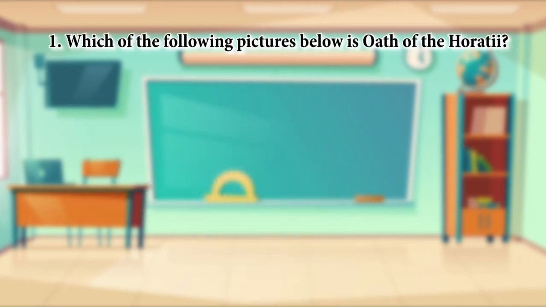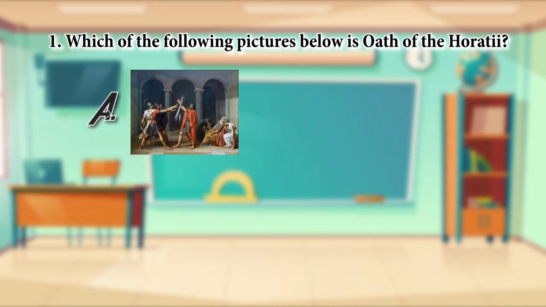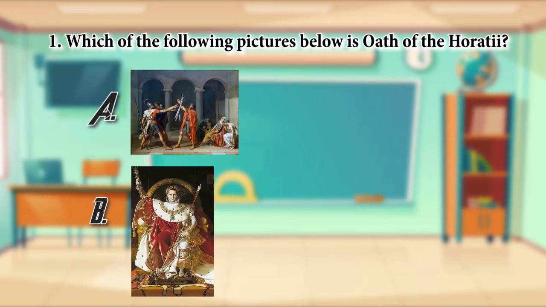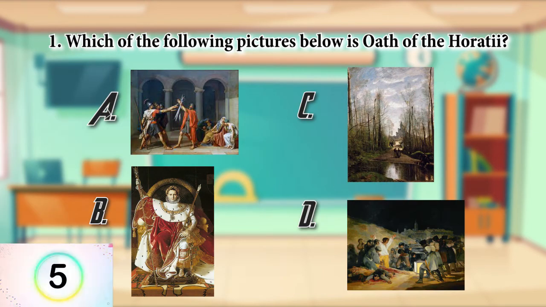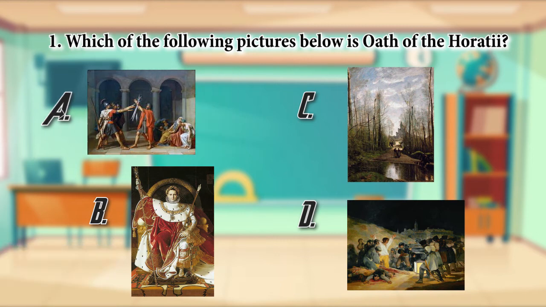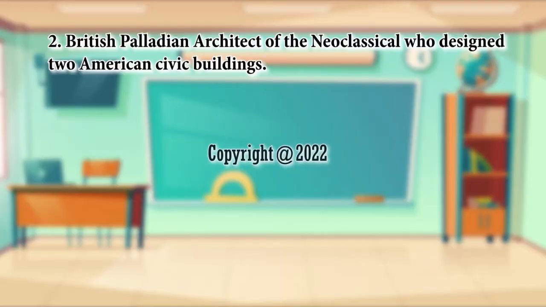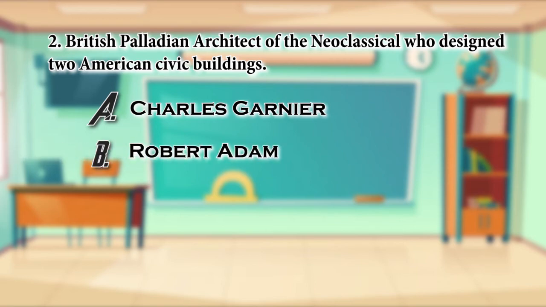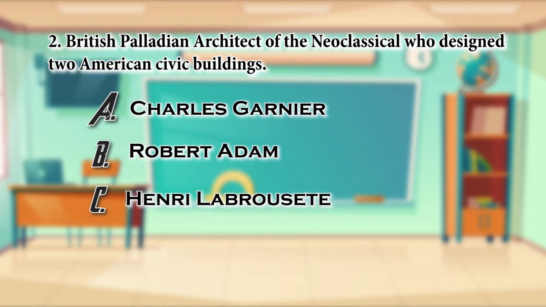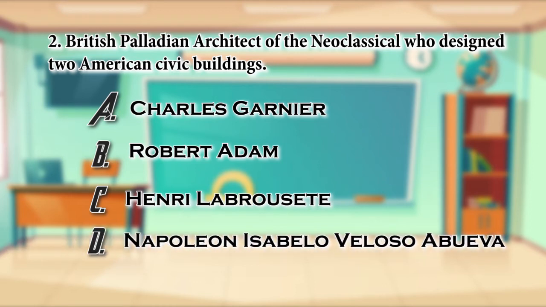Yeah. Number 1. Which of the following pictures below is Oath of the Horatii? Picture letter A. Picture letter B. Picture letter C. And picture letter D. You've got the answers. Picture letter A. Number 2. British Palladian architect of the Neoclassical who designed two American civic buildings. Letter A. Charles Garnier. B. Robert Adam. C. Henry Labrousse. D. Napoleon Isabello Veloso Abueva. Correct! The answer is letter B.